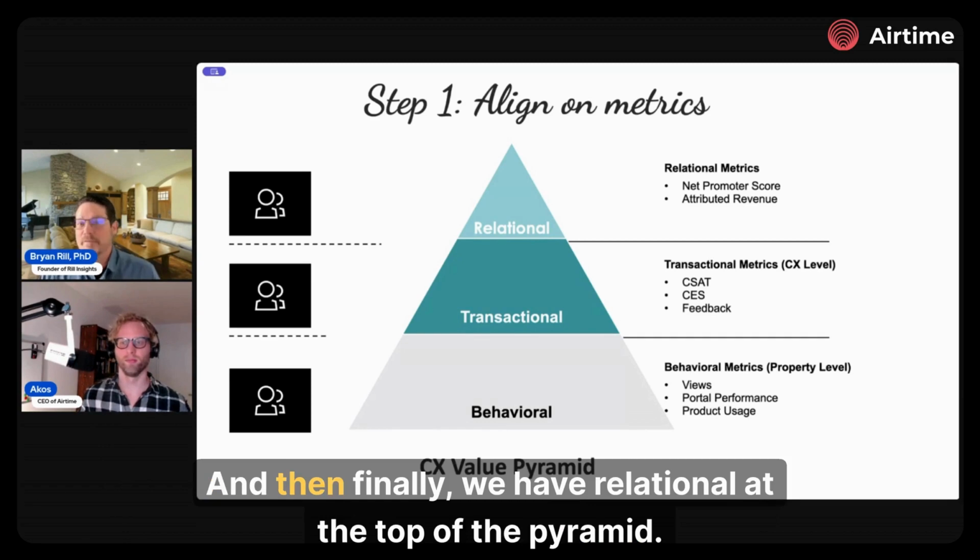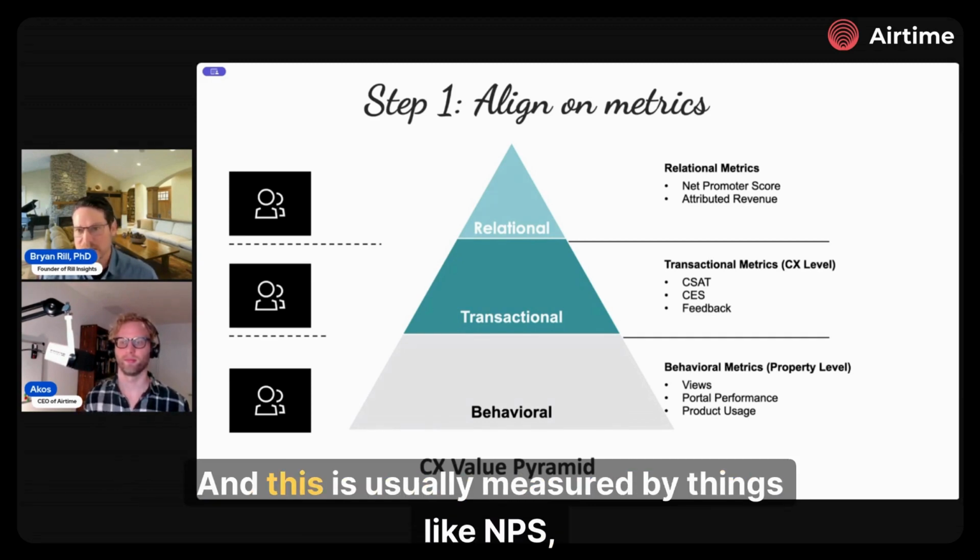because it's all about the product experience. Okay, and then finally we have relational at the top of the pyramid, and this is usually measured by things like NPS or attributed revenue.